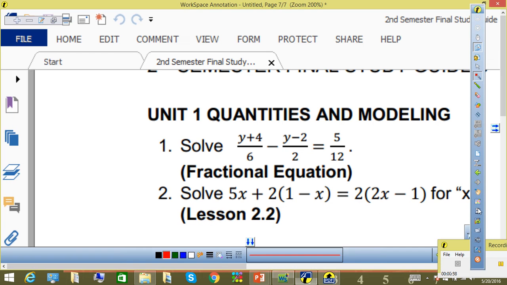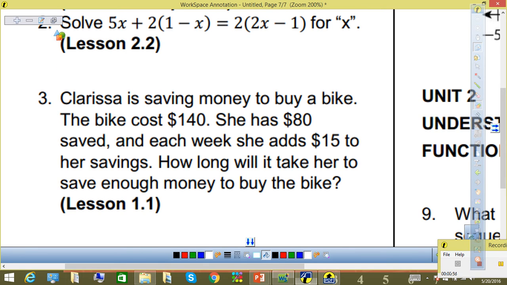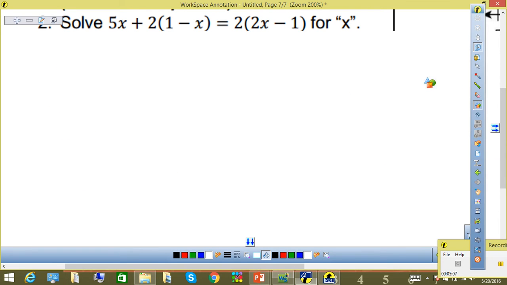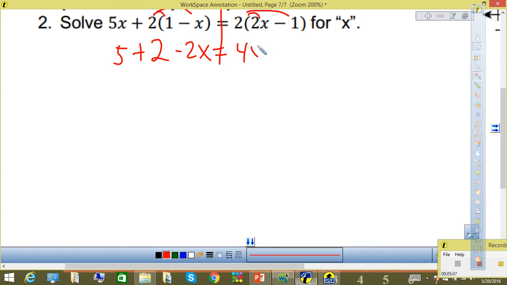It says solve. And we have solve 5x plus 2, parentheses, 1 minus x, close parenthesis, equals to 2 times 2x minus 1, close, and solve for x. So let's see. Line down the equal sign. First thing we do is distribute. So therefore, this is 2 minus 2x. I bring down the plus and the 5x equals, distribute. This is 4x minus 2.